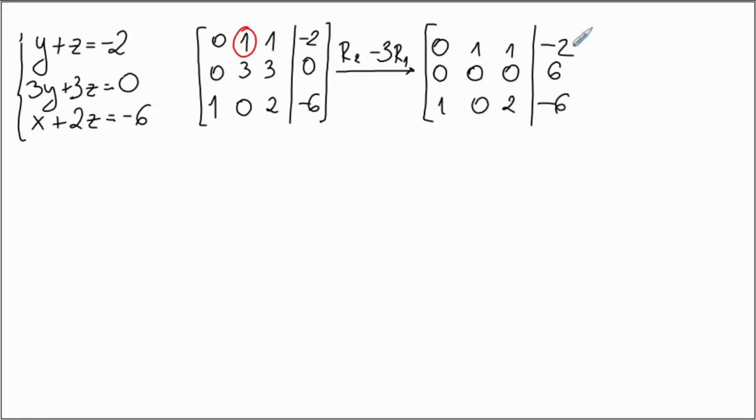And now if you look at the second row, when we change it into an equation, you have 0 times x plus 0 times y plus 0 times z equals 6. Which is of course not true. It's a contradiction. And what that means is that this system has simply no solution.